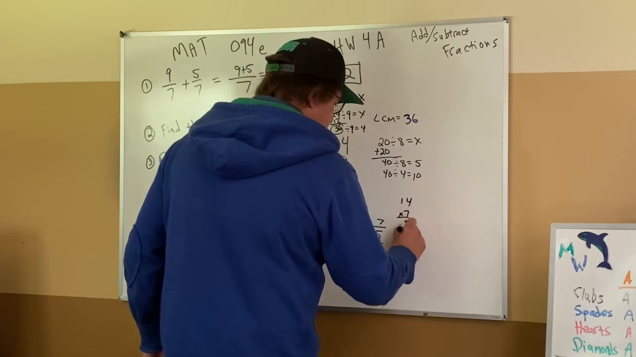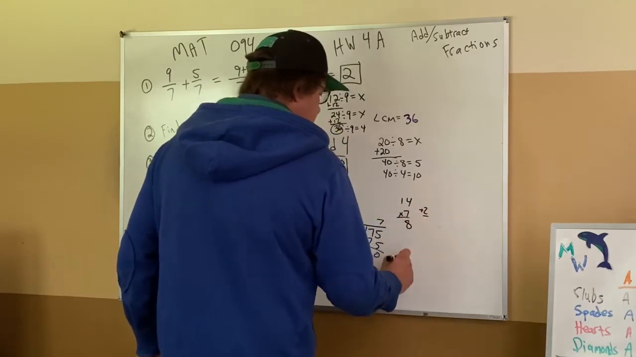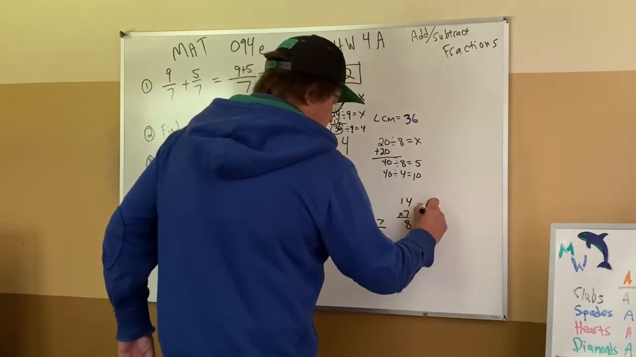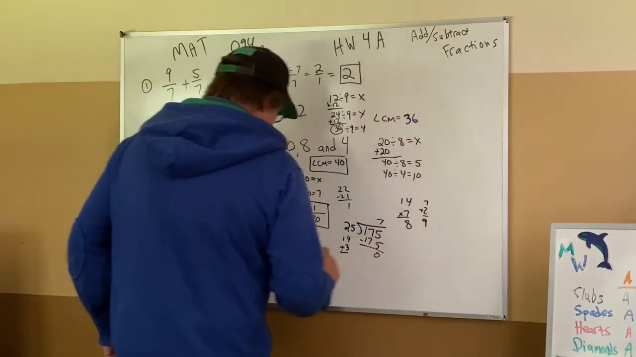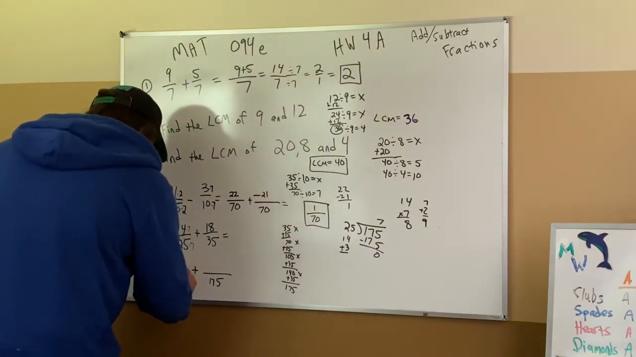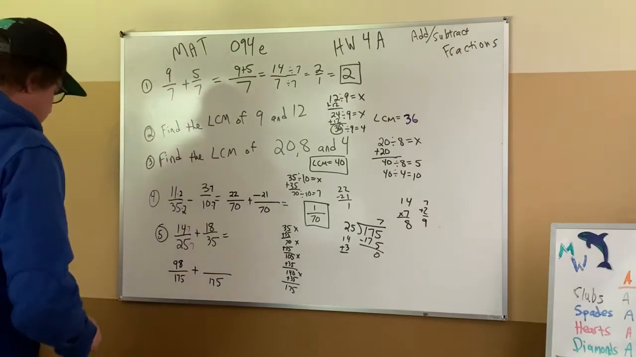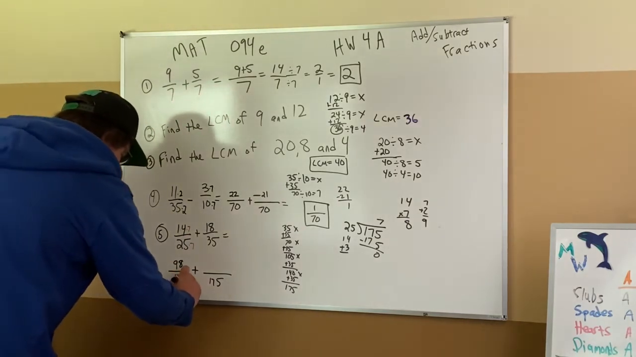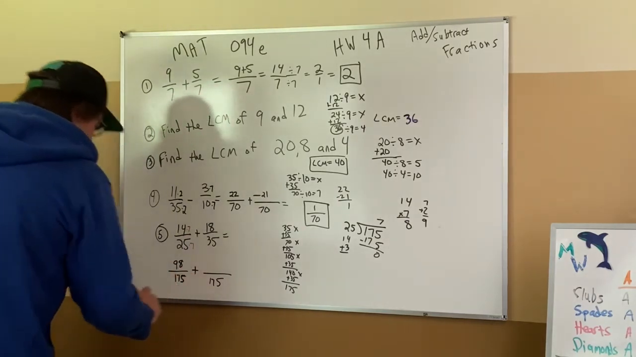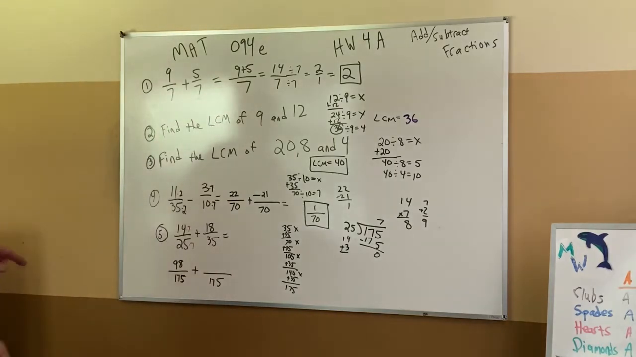7 times 4 is 28. There's 2 from 20. 7 times 1 is 7. Pick up the 2, you got 98. That's where this is. 98 over 175 functions the same as 14 over 25, but it's more useful for us because of what the denominator is.